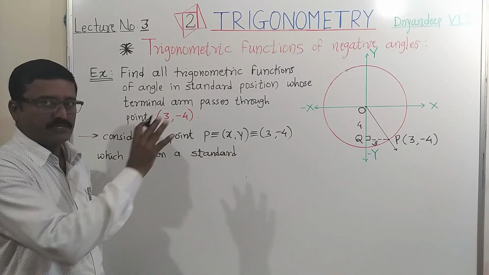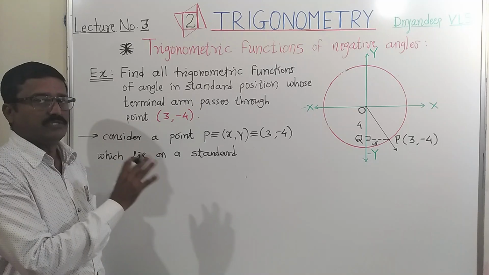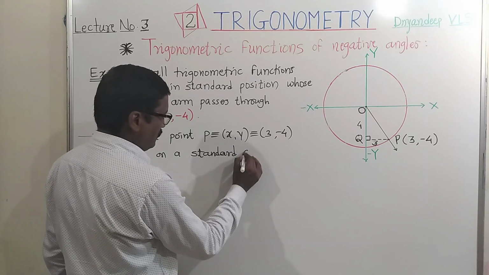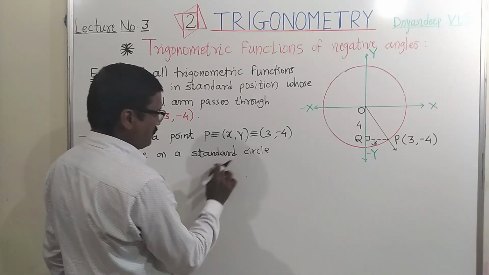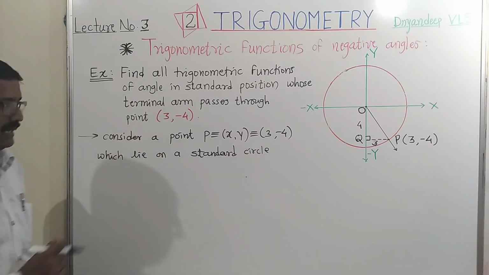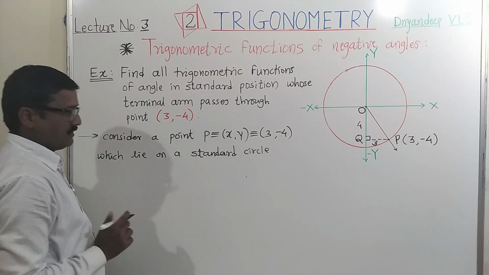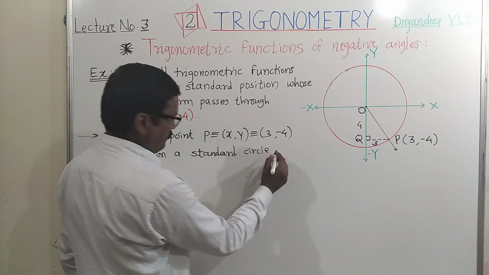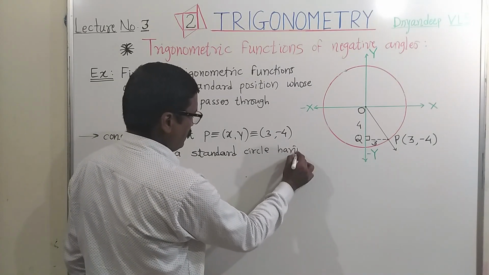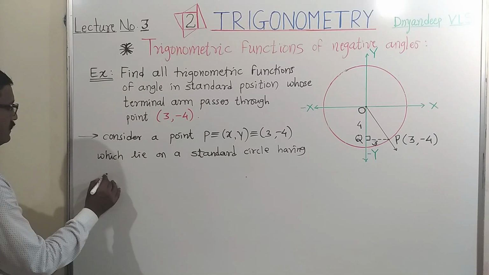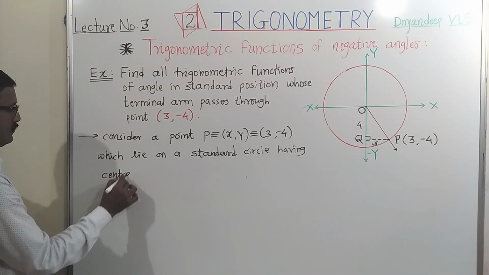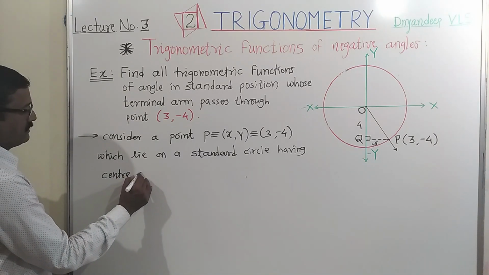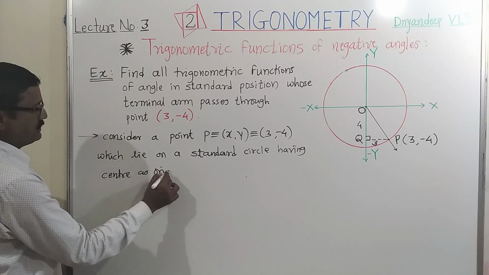We don't know the radius of this circle, so we can't say it is a standard unit circle. It's only a standard circle. Obviously, a standard circle means the center of the circle is at the origin of our xy coordinate system, on a standard circle having center O. Obviously, its center is the origin O.